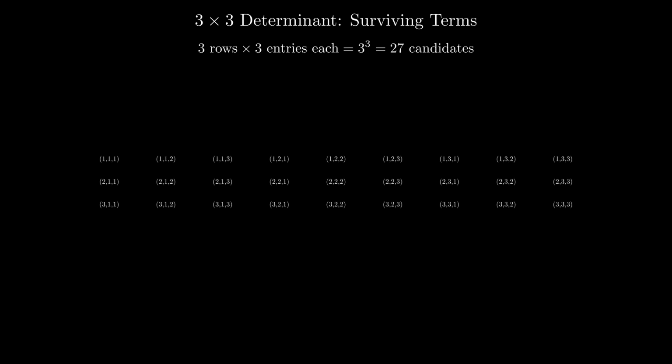2 by 2 gave us 2 surviving terms out of 4 candidates. Now let's try 3 by 3. Splitting 3 rows with 3 entries each produces 3 cubed, which is 27 candidate terms. Each candidate picks 1 column from each row.